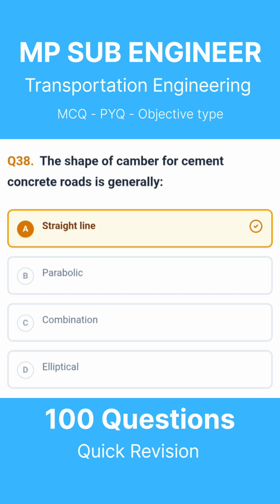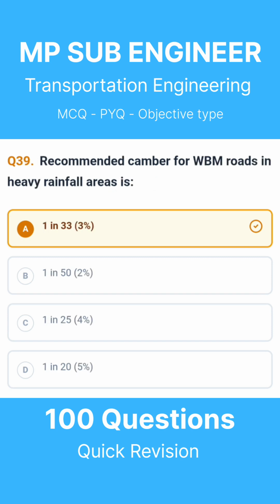Question 38. The shape of camber for cement concrete roads is generally. The correct answer is straight line. Question 39. Recommended camber for WBM roads in heavy rainfall areas is. The correct answer is 1 in 33, 3%.